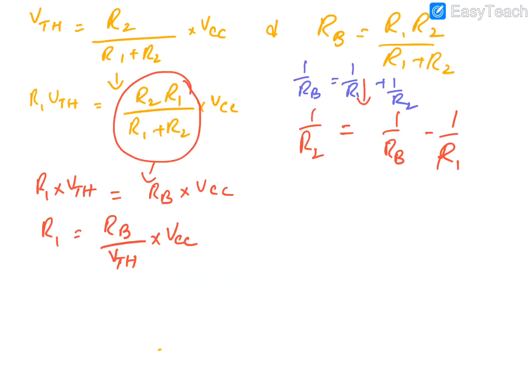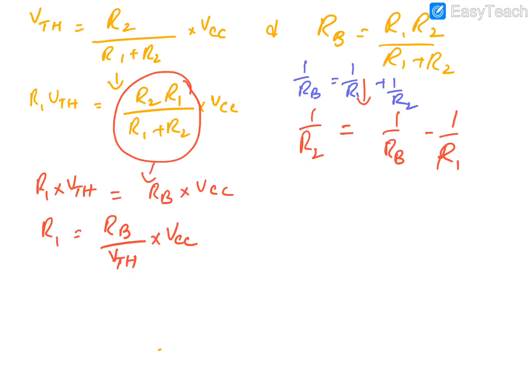From V Thevenin, which is equal to R2 divided by R1 plus R2 times VCC, multiplied by R1 on both sides. RB is basically the parallel combination of R1 and R2. So from this equation you can find the value of R1, which is RB divided by V Thevenin times VCC. Also RB is the parallel combination of R1 and R2. From this you can find the value of R2.